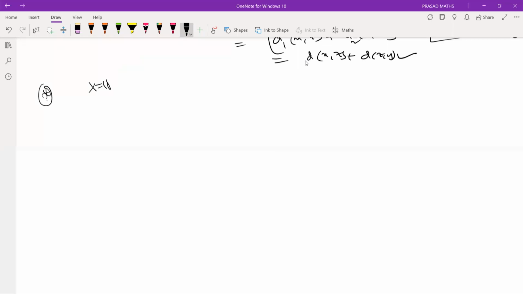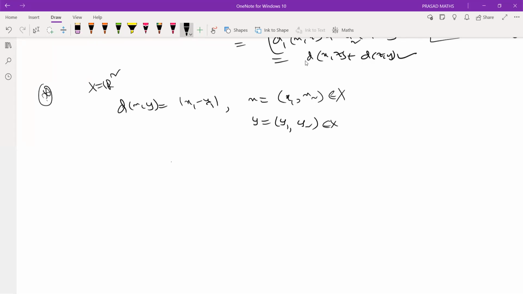If I take X equals R square, suppose my function is going to be x1 minus y1, whenever x equals (x1, x2) and y equals (y1, y2). Is it a metric? Till now we have seen only on R. So I can extend this idea to R square or R cube or n-dimensional vector spaces. Let us start with the simplest example. d of x comma y is equal to mod of x1 minus y1, whenever x equals (x1, x2). This is my ordered pair. So the question is, is it a metric?